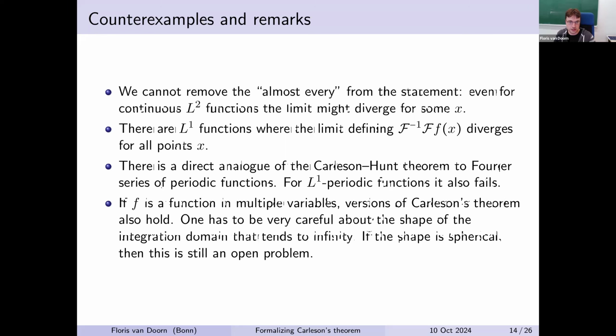So even for continuous functions, if you take the Fourier transform and then the inverse Fourier transform, it might not give you the same function back everywhere, just almost everywhere. And the other thing is, in this second result, I said that P must be strictly greater than 1. And that is really necessary, because for L1 functions, it's possible to have a function where the limit defining this expression just diverges everywhere. So then you don't get anything resembling your original function.